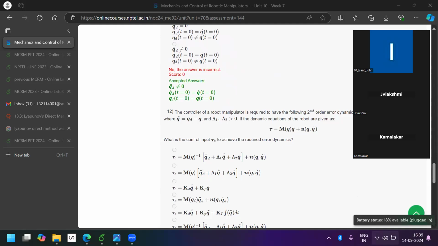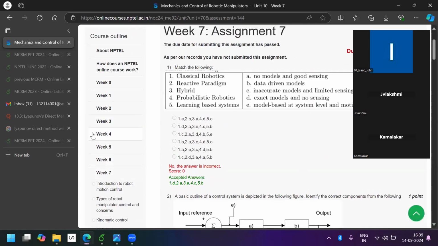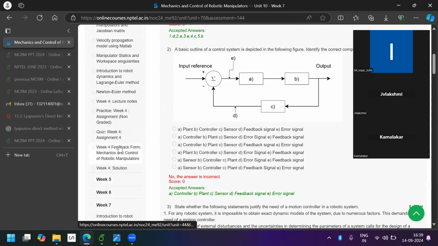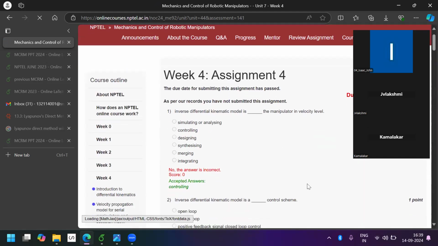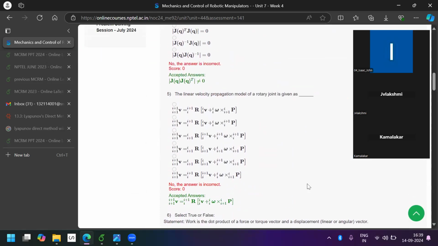Sir, can you go to week number 4? Week 4 assignment, okay. Which question? Yeah, that fifth question. You see, the rotation matrix is I with respect to I plus 1, whereas the position matrix is I plus 1 with respect to I. Why do they put it this way? Why not write I plus 1 R as R and say with the same notation?